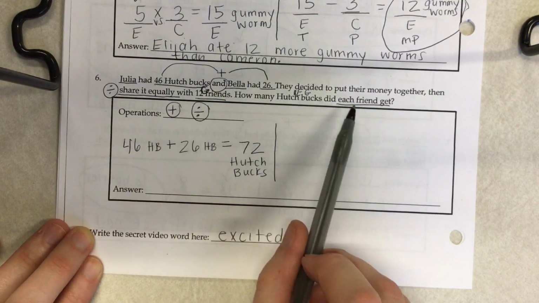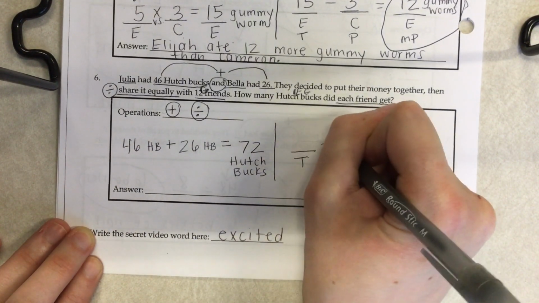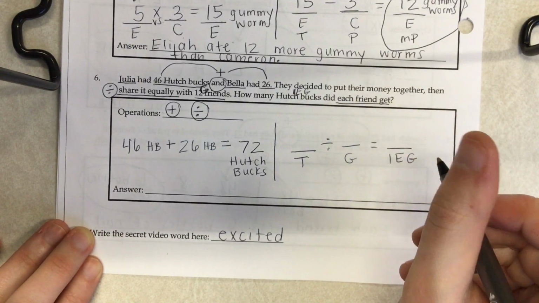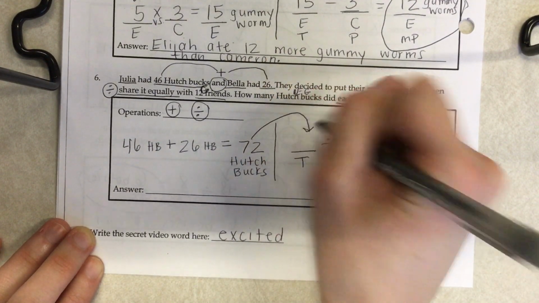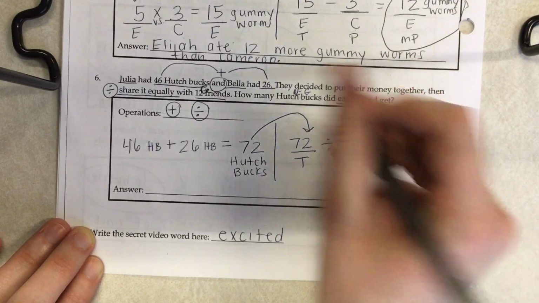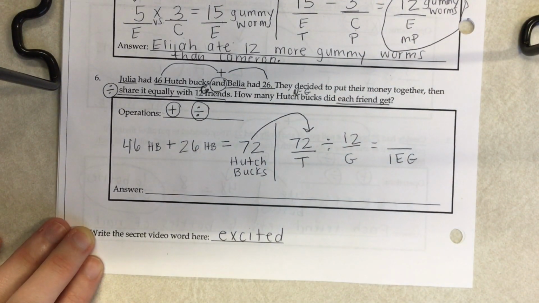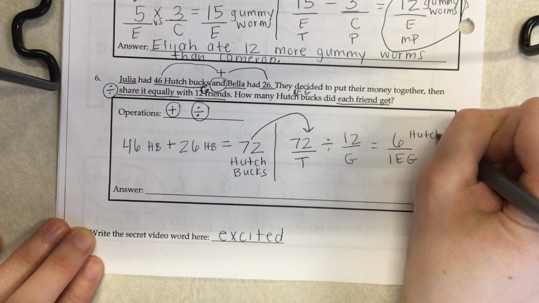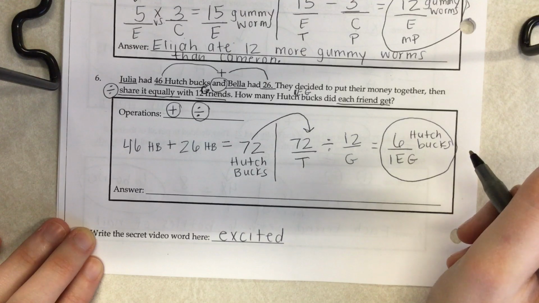Now I need to know how many each friend got when they share it equally or when they divide it. So division is total divided by groups equals in each group. My total number comes from the total number of hutchbucks, the 72. So I'm going to draw an arrow. I'm going to put 72 here, divided by my groups, which come from here, 12 friends, is going to get how many I have in each group. Plug that into the calculator. You are going to get 6. 6 what? 6 hutchbucks. That's my final answer, how many each friend will get.